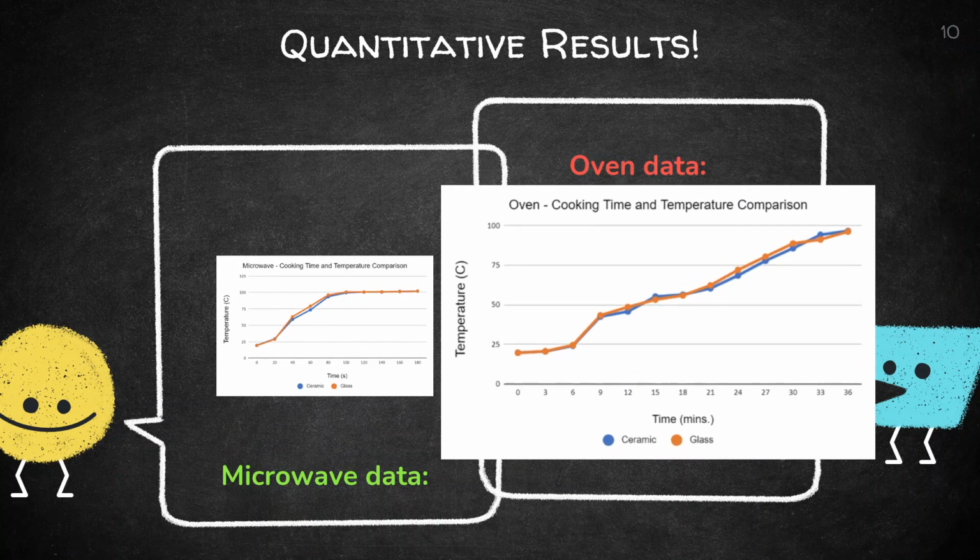The oven took 36 minutes to cook the banana breads, and once again both mugs were cooked in the same amount of time. The ceramic mug ended at 96.5 degrees Celsius, and the glass mug ended at 96.1 degrees Celsius. The similarities in temperatures between each mug type can likely be attributed to the fact that ceramic and glass have very similar heat transfer properties.